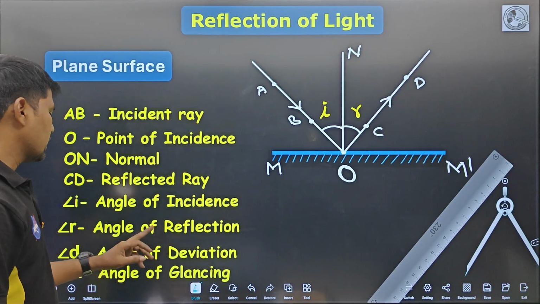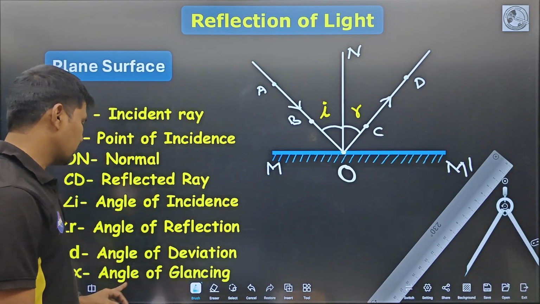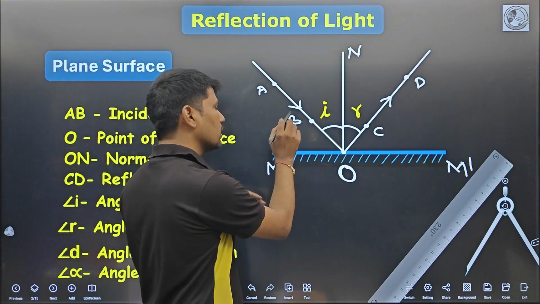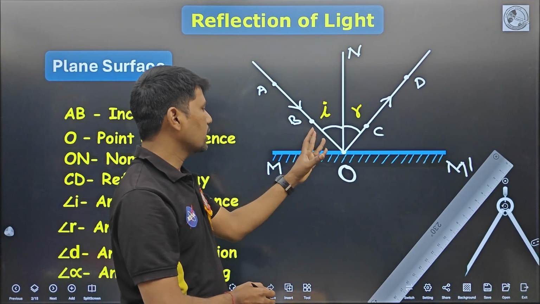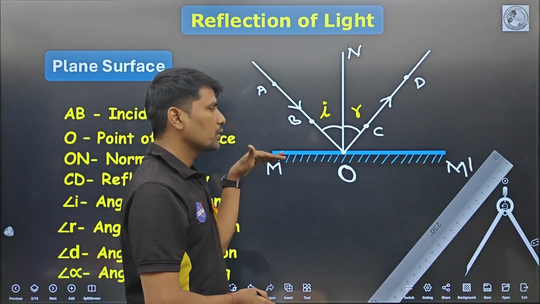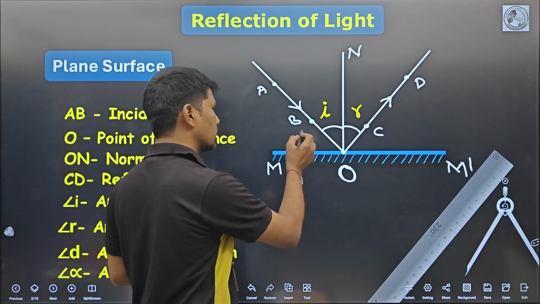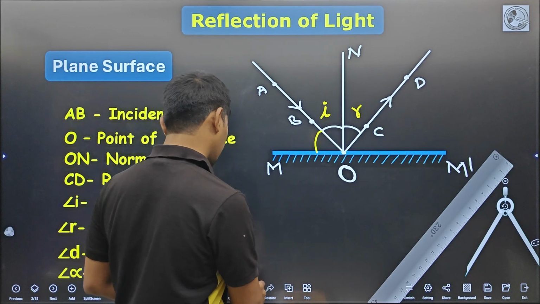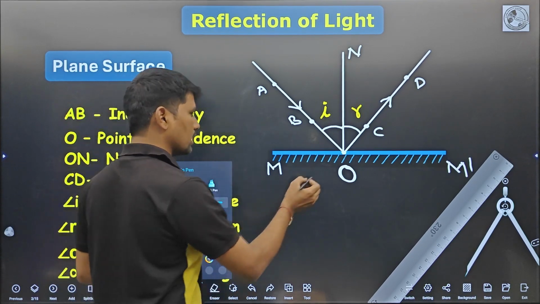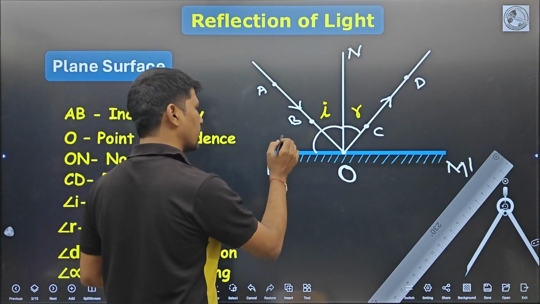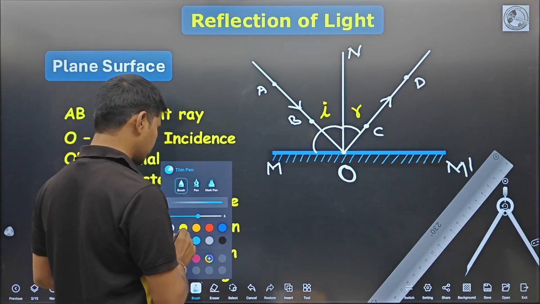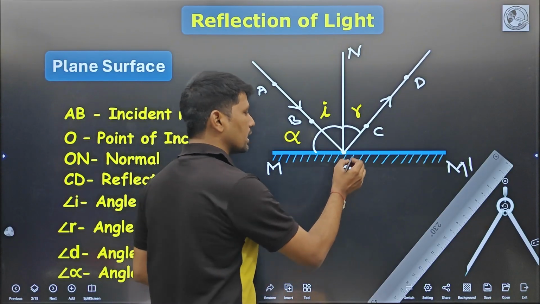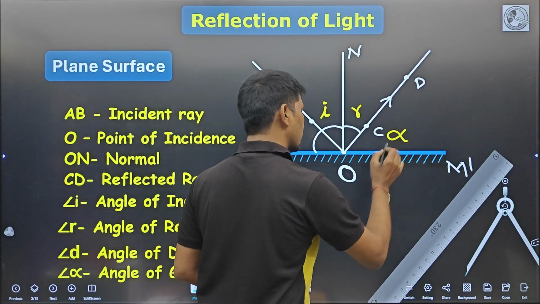Then what about the angle of deviation? Angle of glancing means the angle made by the incident ray with the plane mirror, with the ground. Here the incident ray is making angle alpha with the ground. So this alpha is nothing but the glancing angle. Here also the same angle.